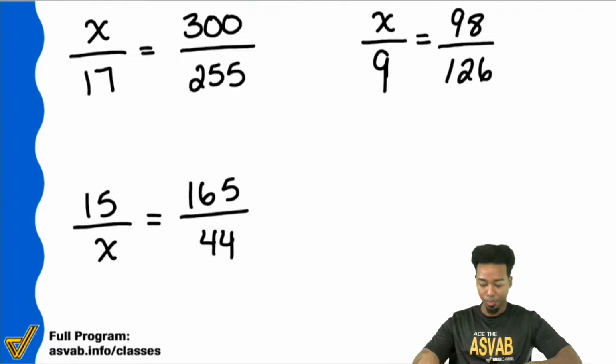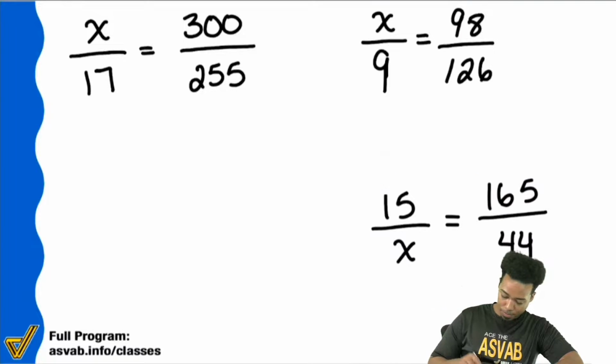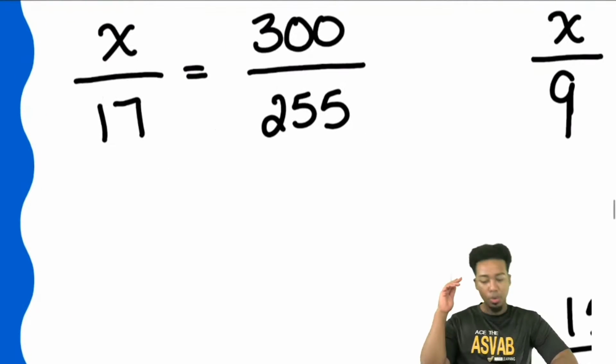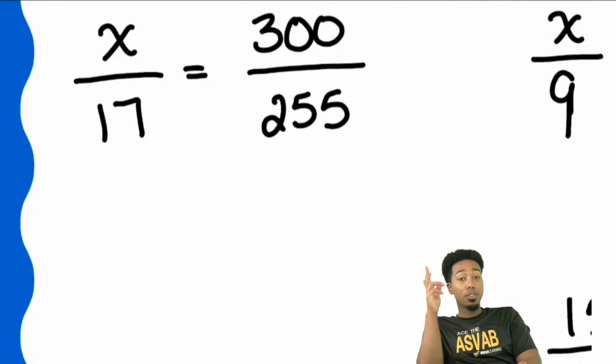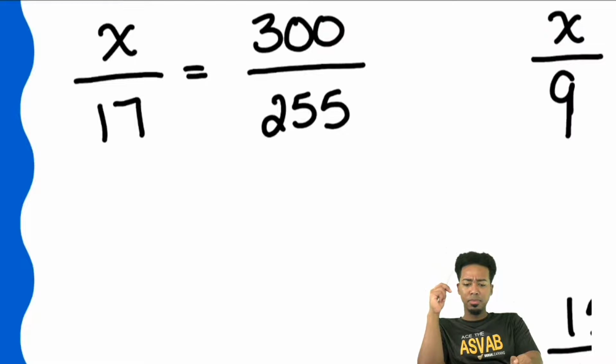Let's have some fun. Starting off with the first one. So let me just move all of this over here, and let's take care of this first one. Who here, for this first one, straight up cross multiplied and divided? Anybody?